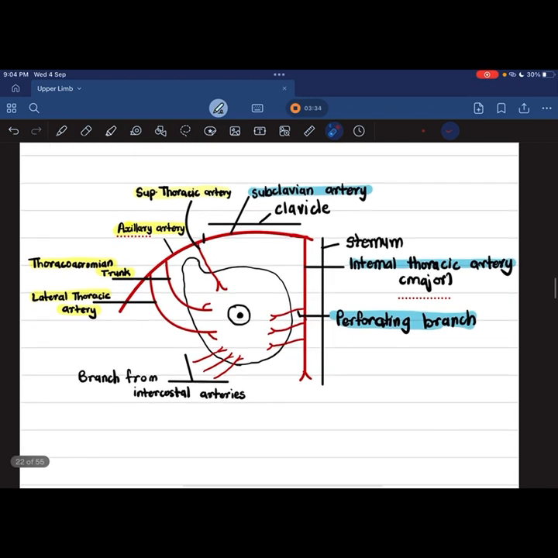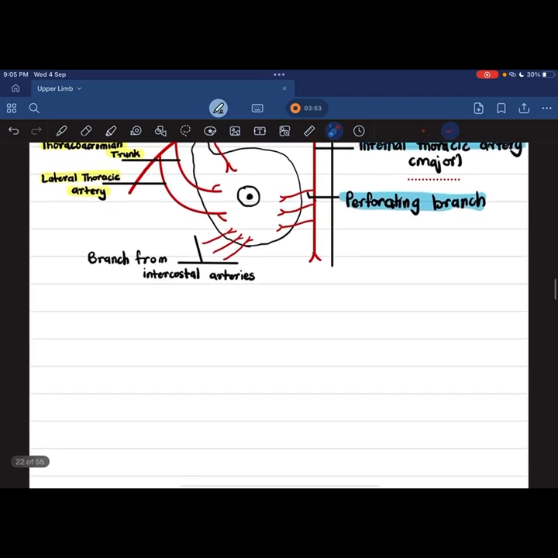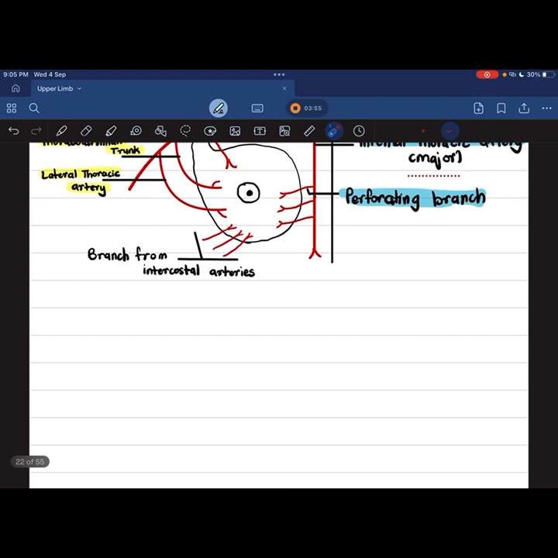Intercostal arteries are the small branches from the rib that contribute to the blood supply of the breast, as we can see here. And lateral thoracic artery is a branch of axillary artery that supplies outer part of the breast, as seen in the diagram. Now, venous drainage includes axillary vein, internal thoracic vein, and intercostal veins.